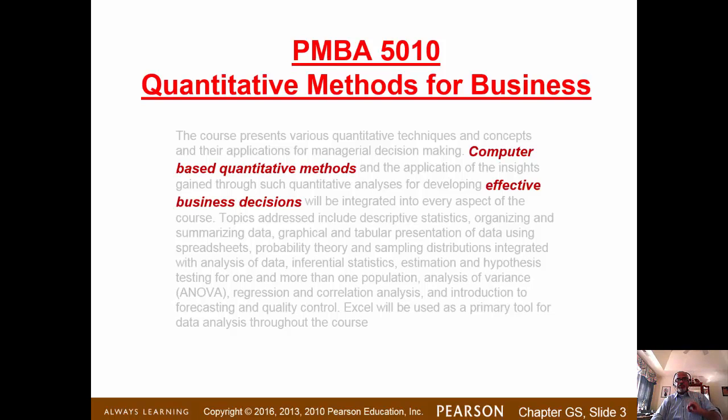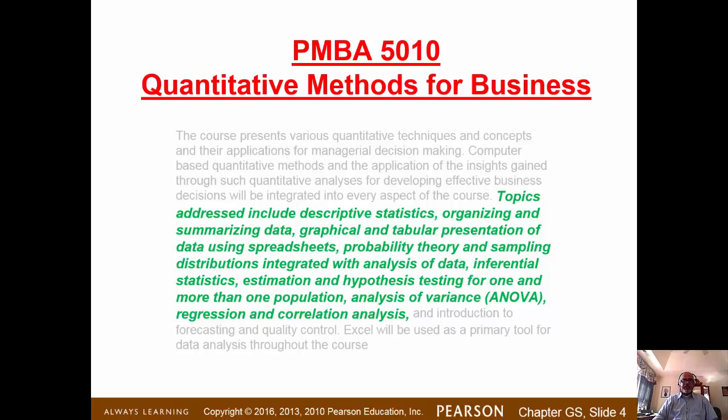Then effective business decisions. So computer-based quantitative analysis that supports effective business decisions. That's the overarching objective of this class. Now, what are the specific topics that we will be covering? Well, here are the topics, and as you will see, these are topics that come under statistics. So we have descriptive statistics, then probability, then sampling distributions, and then hypothesis testing, analysis of variance, and regression analysis. So these are all statistical topics. So we'll be covering lots of statistics in this class.